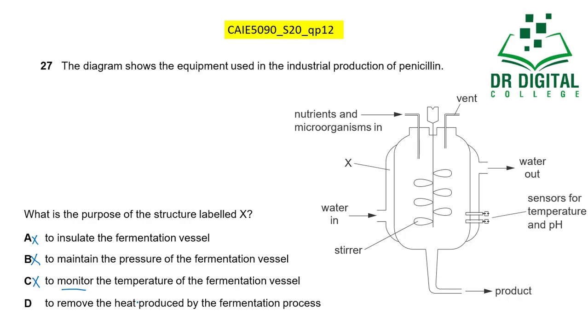Sensor will monitor the temperature. D is to remove the heat produced by the fermentation process. You know that fermentation process is respiration, so it must be producing some heat. So the removal of heat is the job of this water flow. So option D is correct. So answer for this question is D.